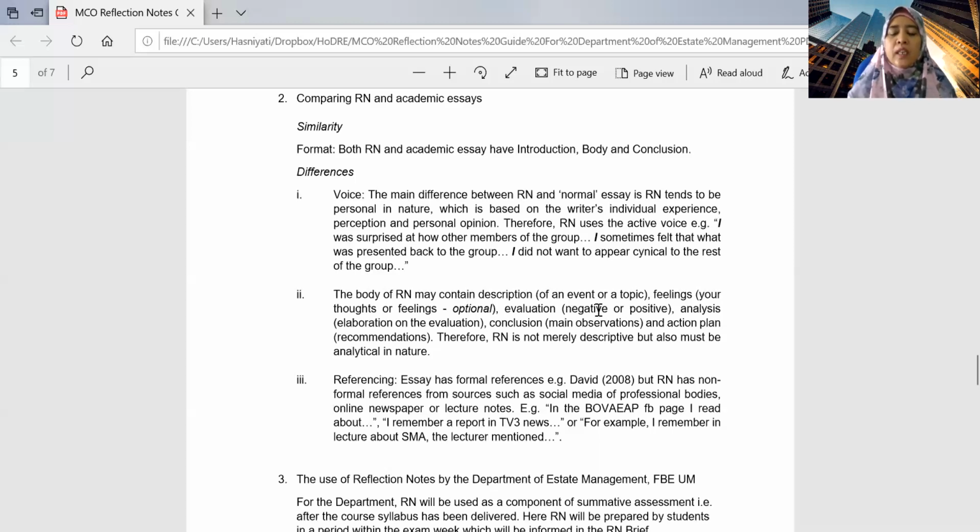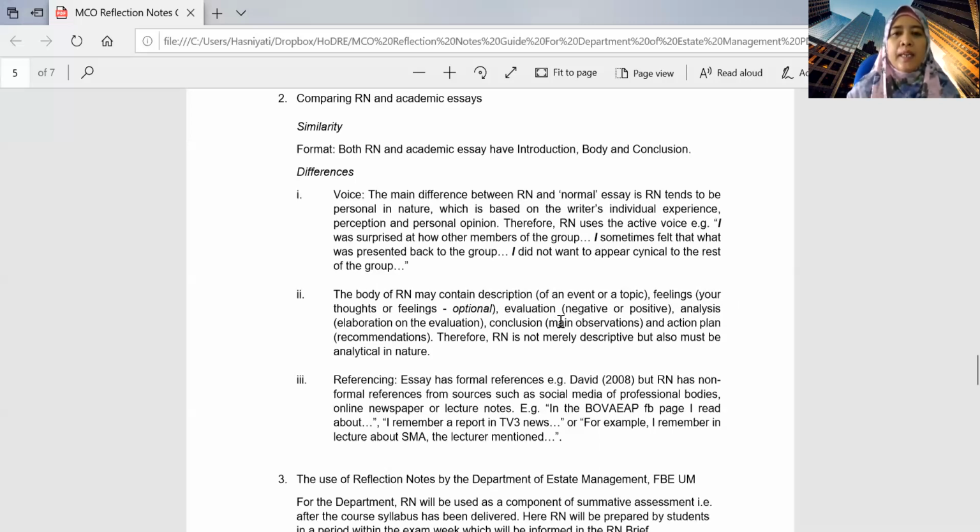Evaluation: whether you think that the topic, the event, the happening, the occurrence is positive or negative, and in what way. If it's negative, in what way? If it's positive, in what way? Analysis: elaboration on the evaluation. If you say it's negative, how so? Why? If you say it's positive, how or why?